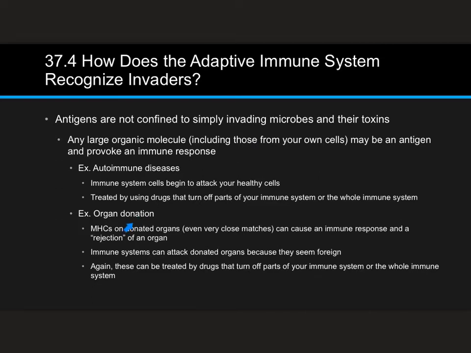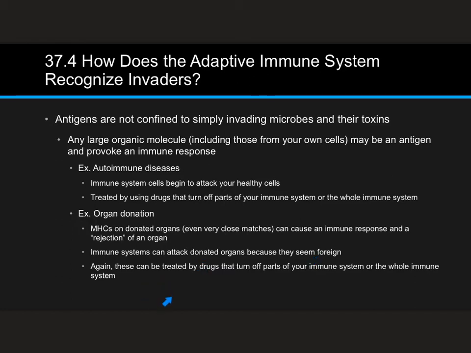Okay. Another example here would be organ donation. So remember what MHCs are, major histocompatibility complexes, on donated organs, even on very close matches. If you're not familiar with organ donation, it takes a while to get the right organ because you have to wait for somebody with very, very similar MHCs so that your body doesn't reject an organ. And even then, it can still mess up, can cause an immune response and a rejection of an organ. So if it doesn't match up perfectly, that person who's getting the organ transplanted into them might reject it, and their immune system might start attacking it because it doesn't look like it belongs. So the immune system can attack donated organs because they seem foreign.